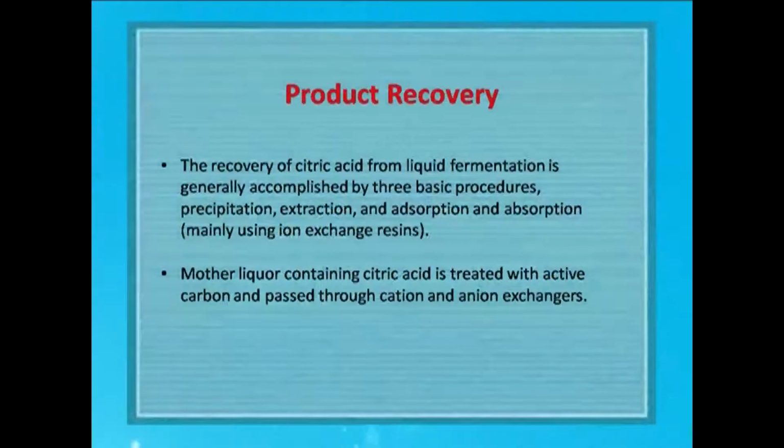And finally, and most importantly, is the recovery of the product, where I am producing a series of compounds, but I need to recover citric acid. It will include precipitation, extraction, adsorption or absorption, so that I get the maximum citric acid from the mother liquor, and I can purify it from other contaminants by passing it through activated charcoal or through a cation or anion exchanger. And that is the most important process by which I will generate the finished product which will be fit for storage.